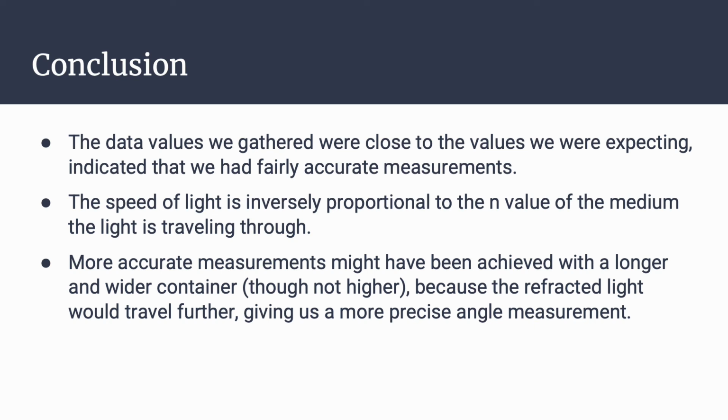We also found that the speed of light is inversely proportional to the index of refraction of the medium that the light is traveling through. As such, light travels slower in mediums with a high index of refraction, as opposed to mediums with a lower index of refraction. More accurate measurements might have been achieved with a longer and wider container, because the refracted light would travel further, giving us a more precise angle measurement.